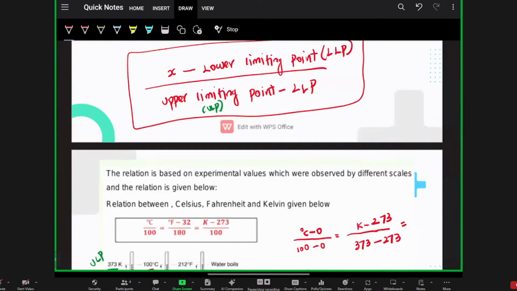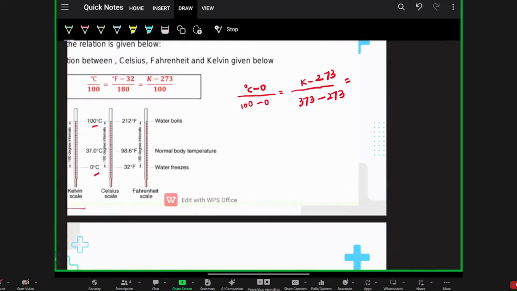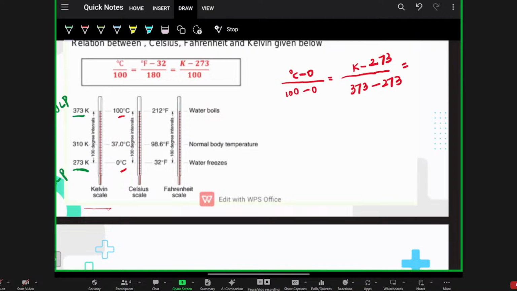Similarly for Fahrenheit scale, the lower limiting point is the melting point of water, and the upper limiting point is the boiling point of water. For Fahrenheit scale, the lower limiting point is 32 degree Fahrenheit, and the upper limiting point is 212 degree Fahrenheit. Is it clear enough? I hope it's clear.